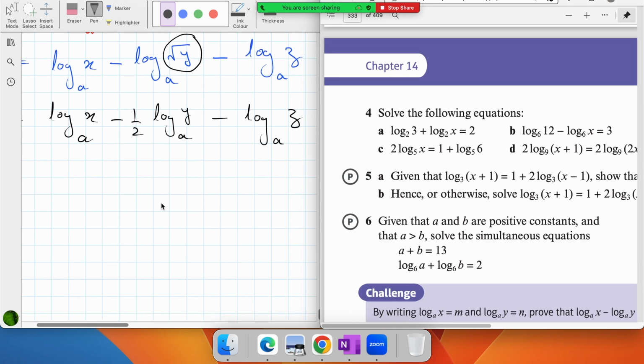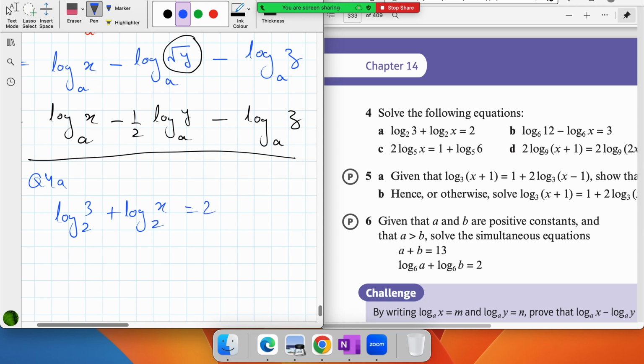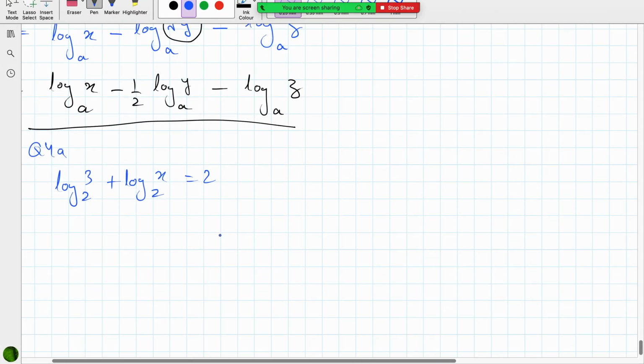Now we solve the following equations. Now we are solving for the unknowns. Question number 4a says log of 3 to base 2 plus log of x to base 2 is equal to 2. You may have a different approach. Now I'm converting it into a single log. So this becomes log. There's an addition sign, so these two multiply. This becomes log of 3x to base 2 is equal to 2.